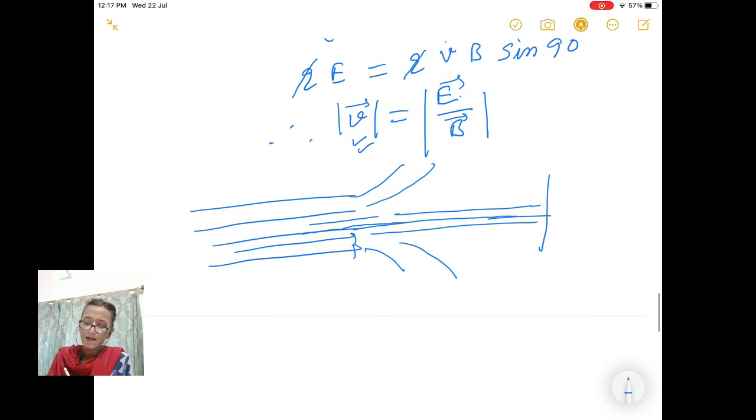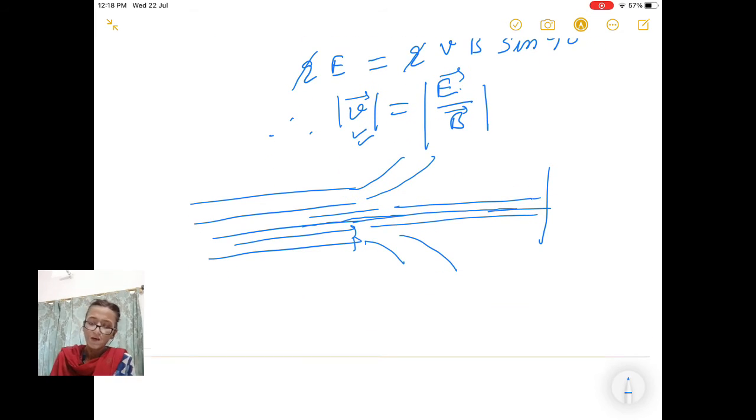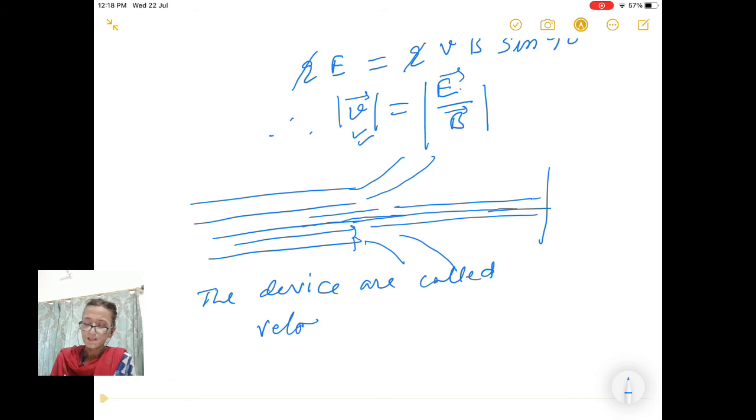So this kind of device is actually called a velocity selector. These devices are called velocity selectors.